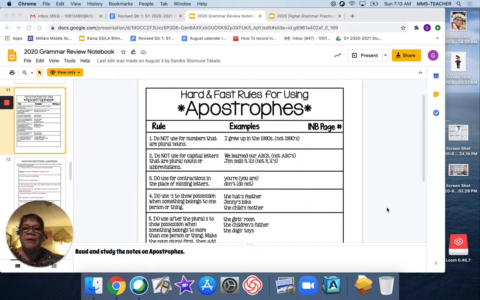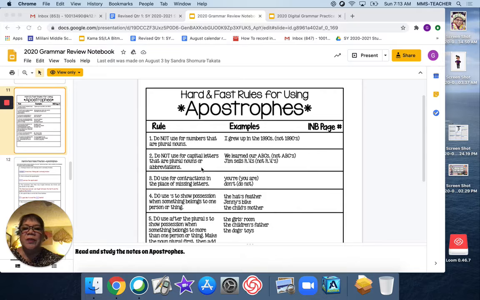Number 1, do not use for numbers that are plural nouns. The example given is, I grew up in the 1990s. Okay, so you notice there's no apostrophe between the 0 and the S. So that's rule number 1. Do not use for numbers that are plural nouns.